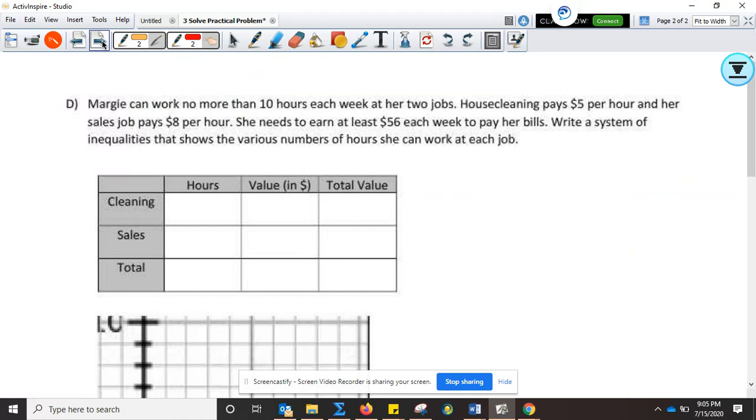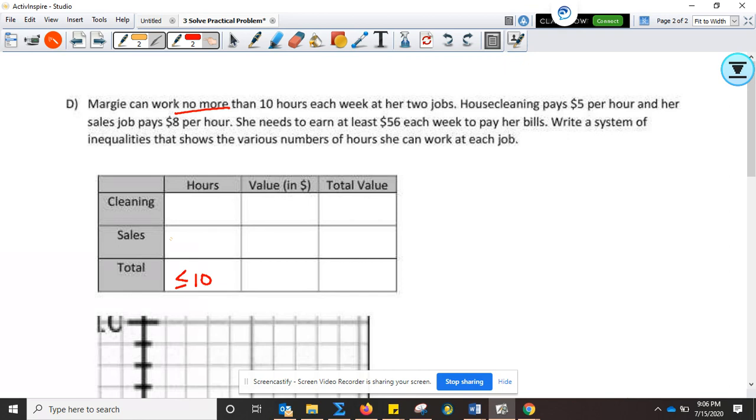Okay, now we're going to do inequalities. Margie can work no more than 10 hours each week at her 2 jobs. So she can work no more than 10 hours. So what inequality is no more than? It's less than or equal to. So less than or equal to 10.